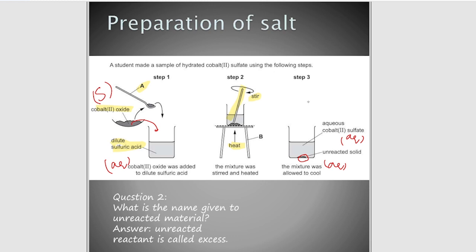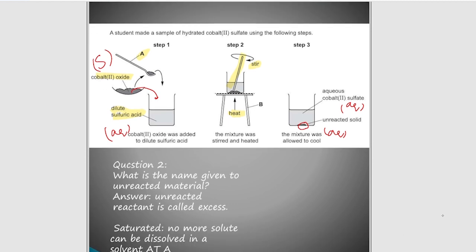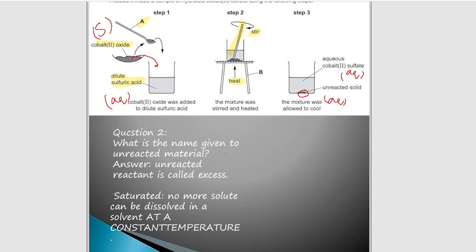In the next step, we have to filter the solution. After filtering, the excess cobalt 2 oxide is removed. You have to react all of the acid with the excess cobalt 2 oxide. If you do not react all of the acid, then your salt will be contaminated with the presence of acid, and it will be an acidic salt. So, some exam type questions.